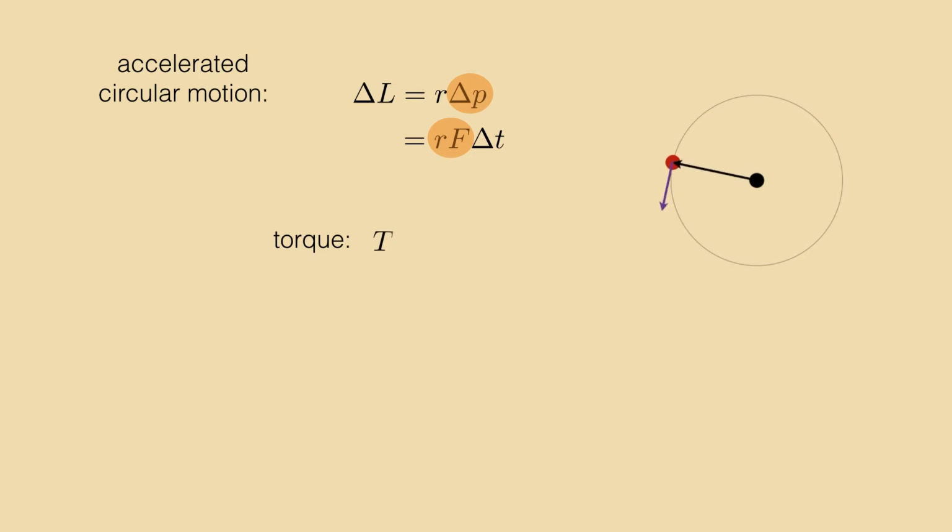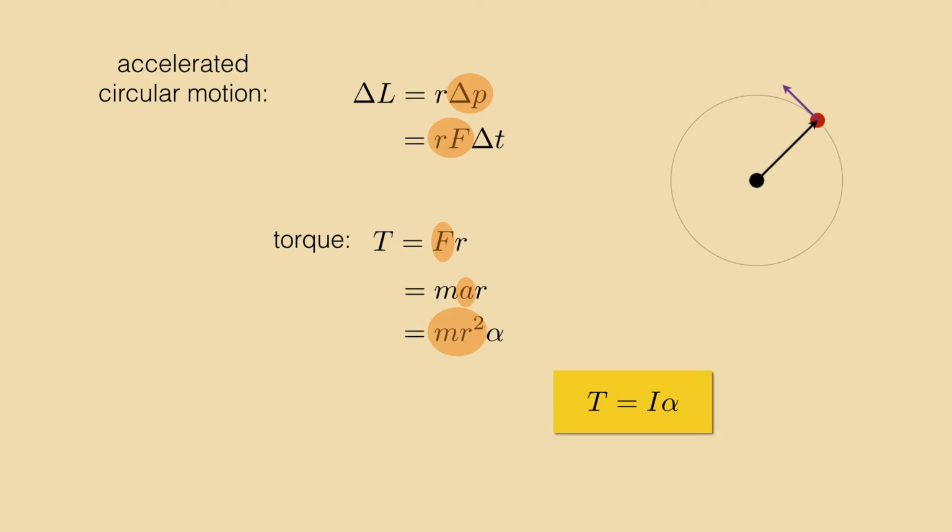So torque is the rate of change of angular momentum, just like force is the rate of change of linear momentum. Now for torque, we can also find a more useful relationship, remembering that force is m times acceleration, and acceleration for circular motion is angular acceleration alpha times the radius. We get this relationship and recognize again the moment of inertia. So now we have the relationship torque is I times alpha, which is the rotational analog of force being mass times acceleration.